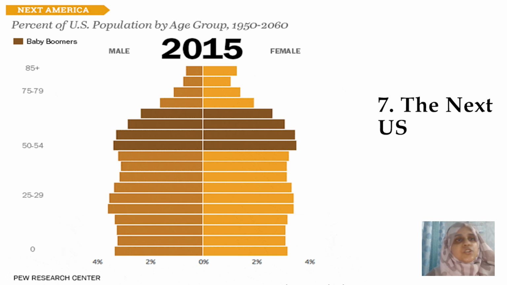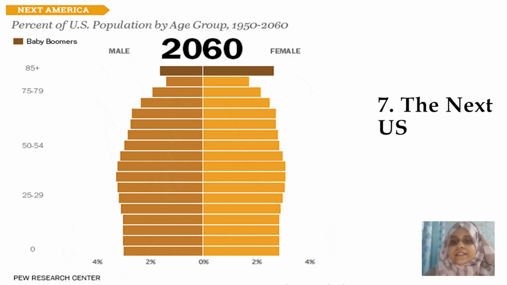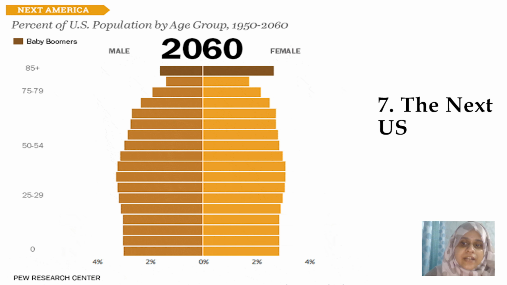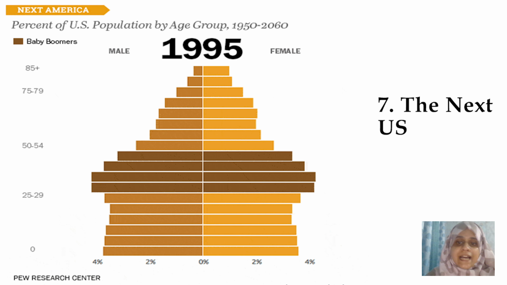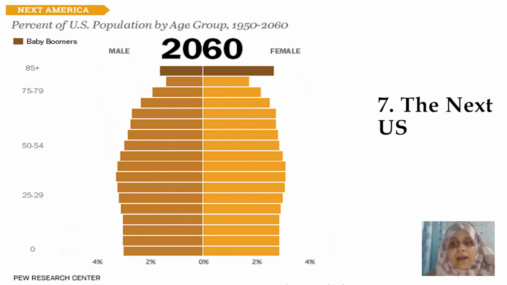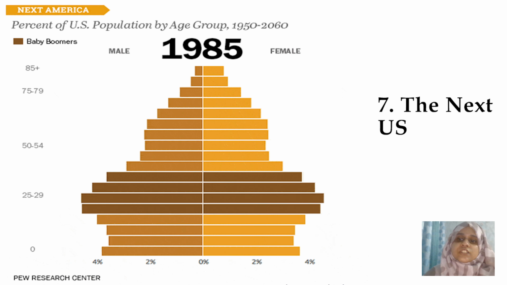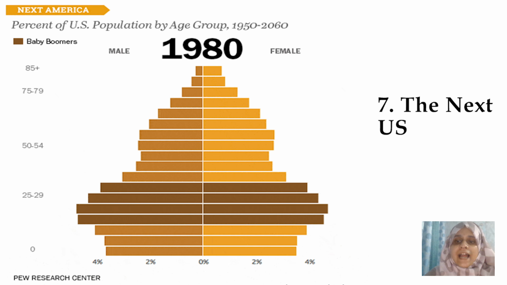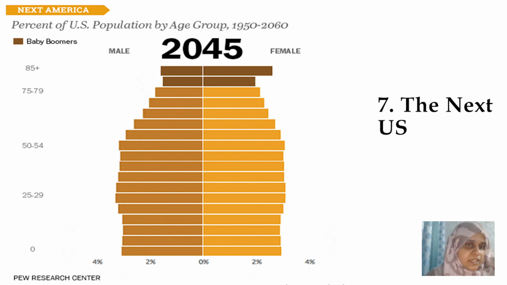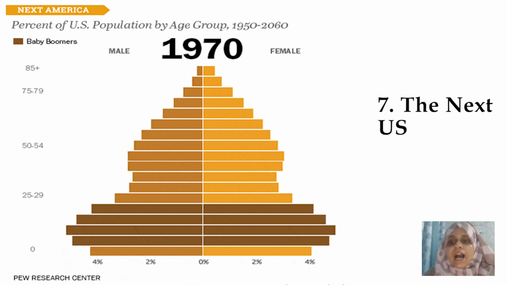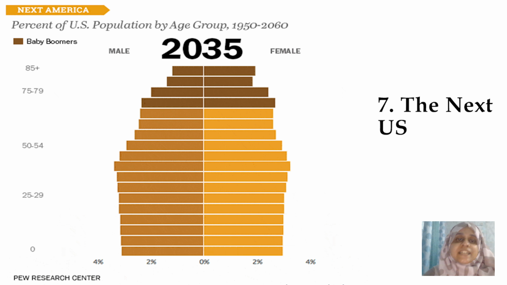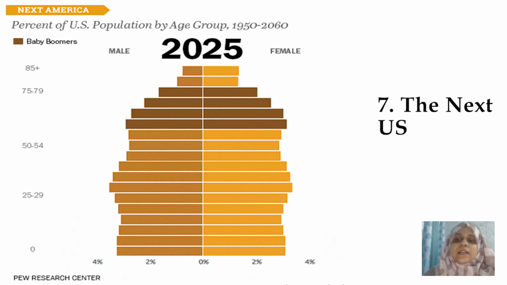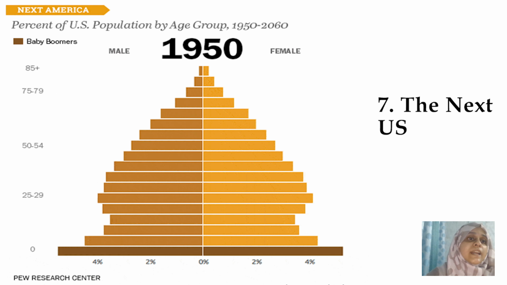Next is The Next America. Pew Research Center's The Next America visualizes demographic trends in the US, including diversity, interracial marriage, and projected shifts. One highlight is an animated age and gender pyramid, as you can see here, showing how population structures have changed since 1950. These visualizations make complex demographic data easy to explore and understand.